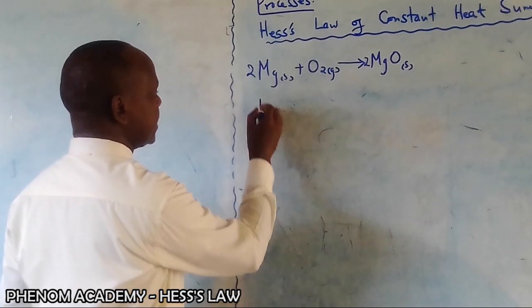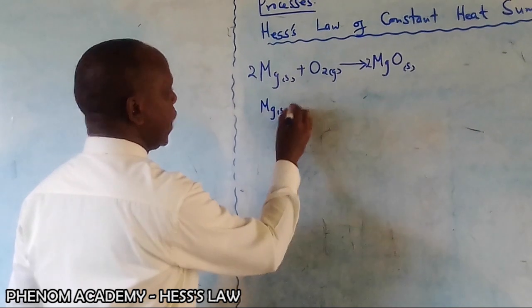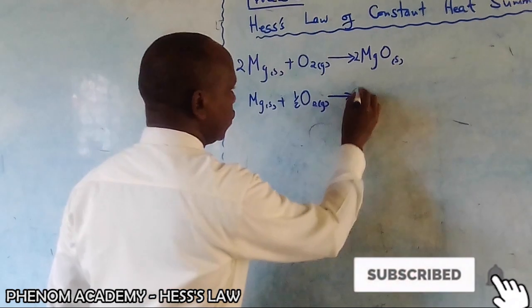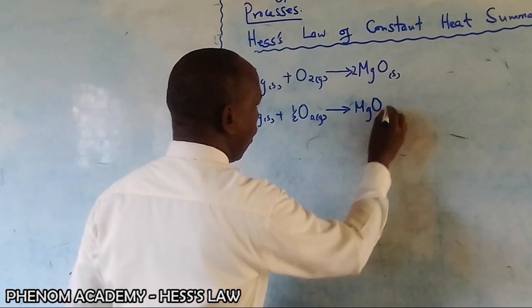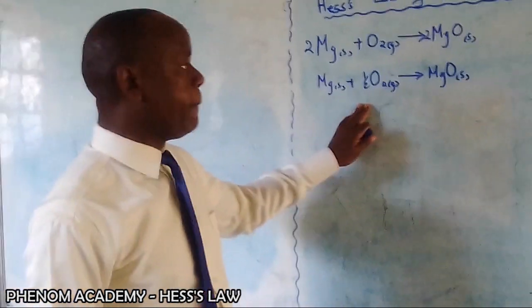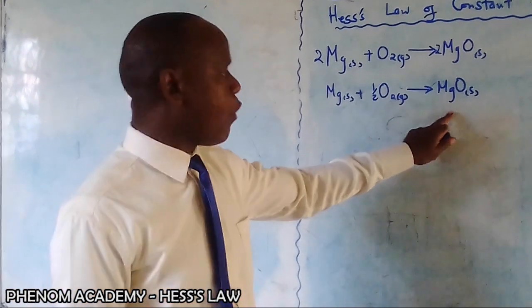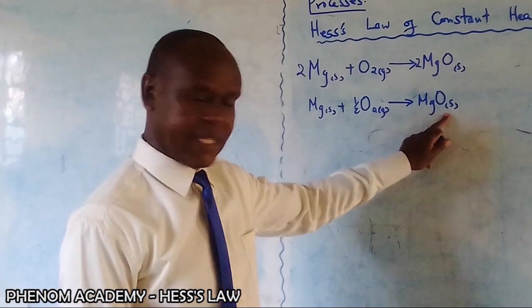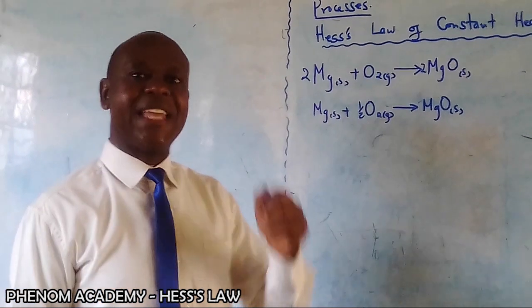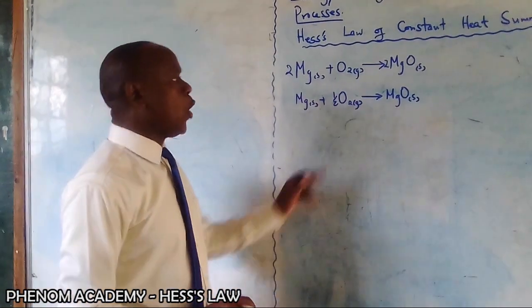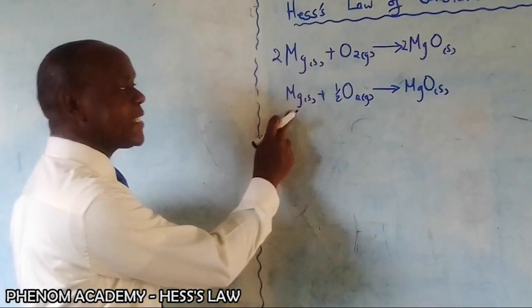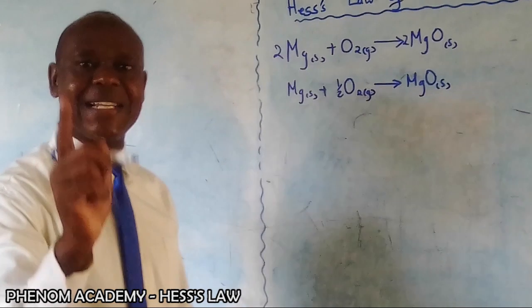This is what we have said. 1 mole of magnesium will burn in half a mole of oxygen to produce magnesium oxide. So it is possible in the lab to determine the molar heat of formation of magnesium oxide. Molar heat of formation is the heat change which occurs when 1 mole of a substance is formed from its constituent elements in their standard states.